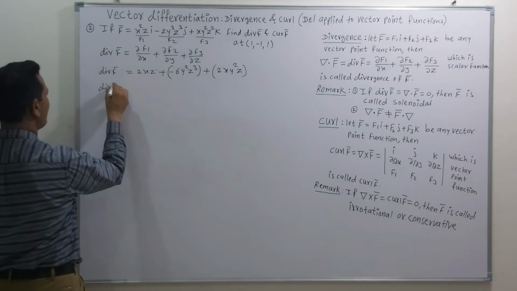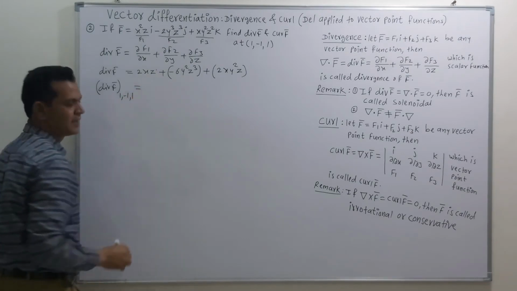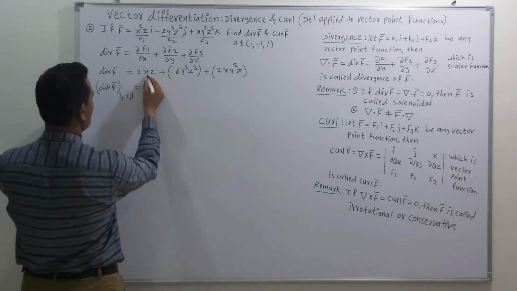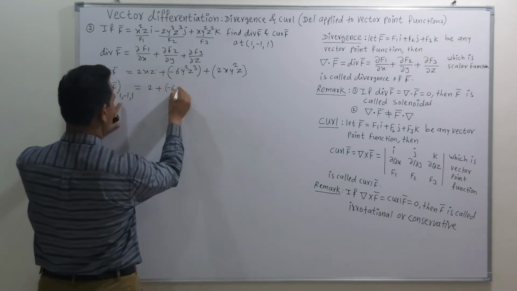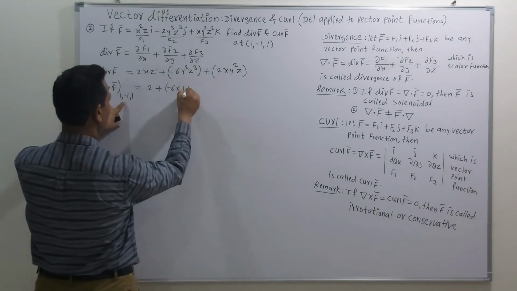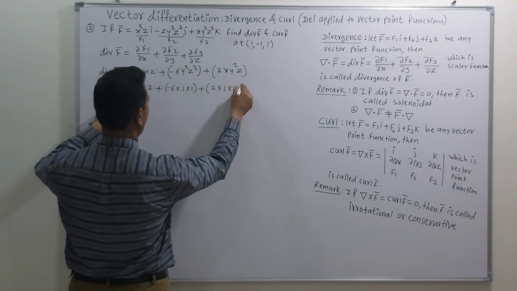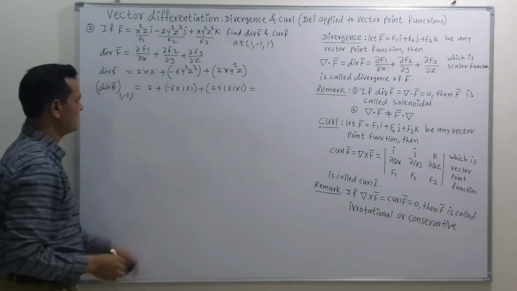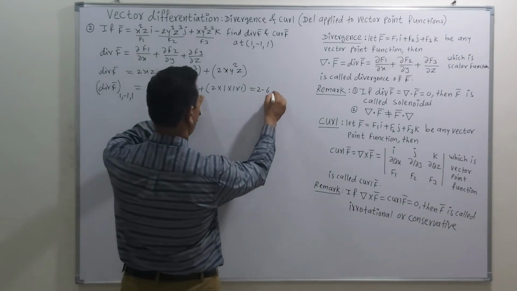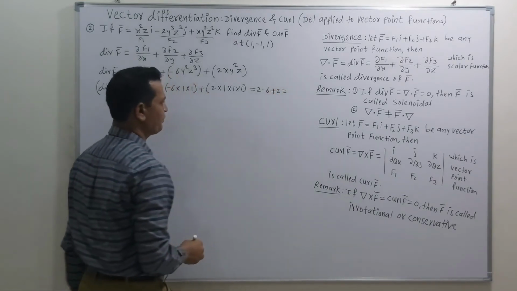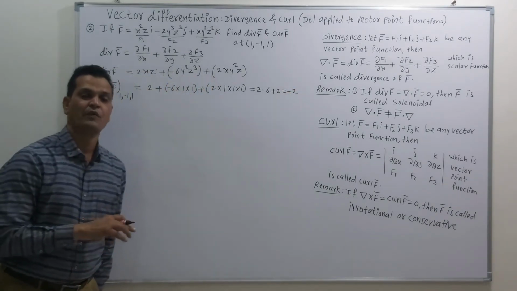Then the divergence of f bar at the point (1, -1, 1) is given as 2 into 1 into 1, that means 2, plus minus 6 into 1 into 1, plus again 2 into 1 into 1 into 1. So finally we get the answer as 2 minus 6 plus 2, which is minus 2. So this is the value of divergence of the vector at the point (1, -1, 1).